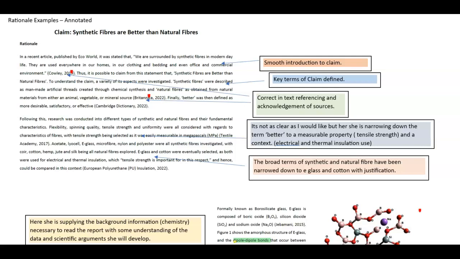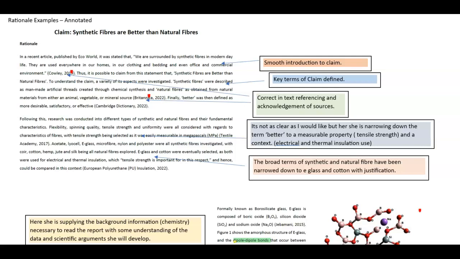So this student was a Year 12 student who wanted to investigate the claim that synthetic fibres are better than natural fibres. You can see that she has started nicely, introducing the claim in a context, not just saying the claim is. So in a recent article published by EcoWorld, it was stated that we are surrounded by synthetic fibres in modern day life. They are used everywhere in our homes, in our clothing, in bedding, and even office and commercial environments. Thus, it is possible to claim the statement that... Okay, so she's put the claim into a specific context by supplying a little bit of background information there.